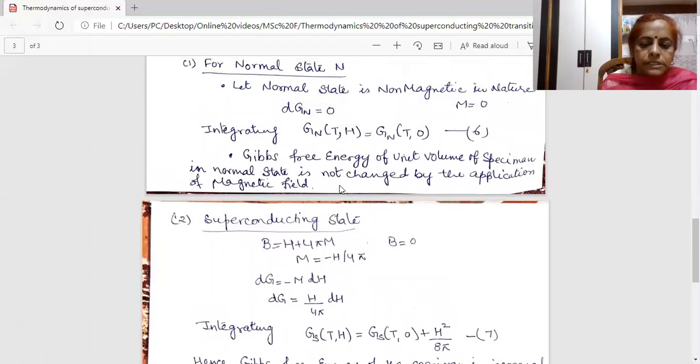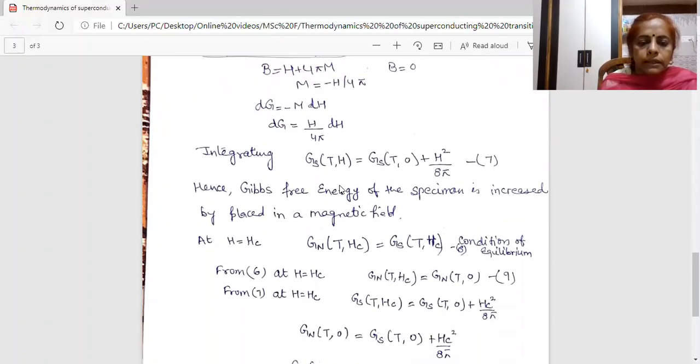For this purpose, I am rewriting my expressions for a magnetic field with value H equal to Hc. Firstly for the normal state, I have substituted H equal to Hc, and similarly for the superconducting state I have taken H equal to Hc. So I get Gs(T,Hc) equal to Gs(T,0), and in place of H I am writing Hc. I got this expression.